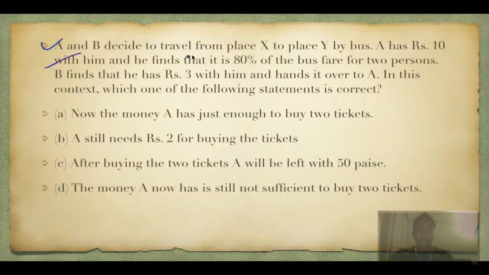So A and B decide to travel from a place X to Y. Absolutely irrelevant. Bus, train, doesn't matter. Just remember nothing. A and B are there. So A has rupees 10.